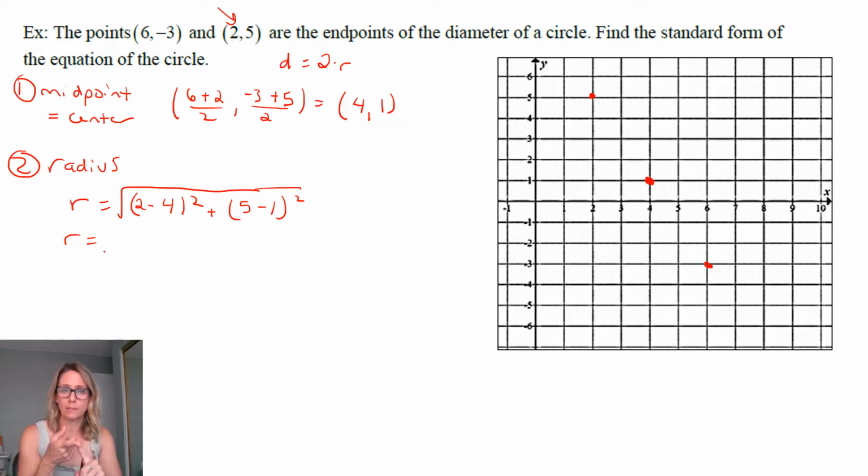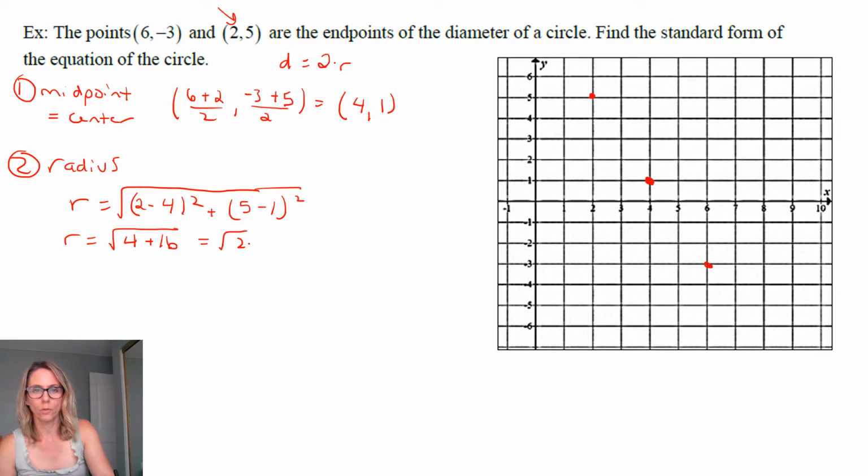So again, I'm using the center as well as one of the other 2 points to find what the distance of the radius is. So that's going to give me negative 2 squared, which is 4, and then 4 squared, which is 16. So we get the square root of 20 as our radius. You could simplify this if you wanted to. Because of the standard form, it's not really necessary, but it does have a perfect square in it. It's 4 times 5, so 2 root 5 if you simplify it.